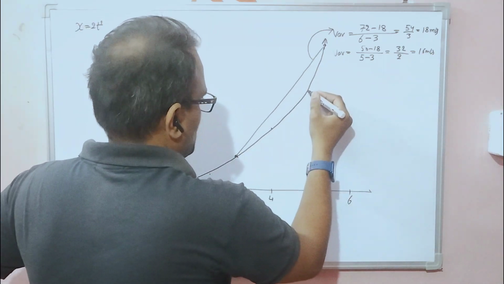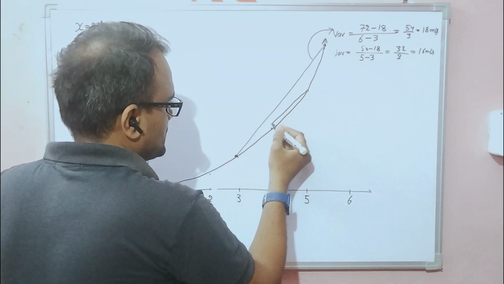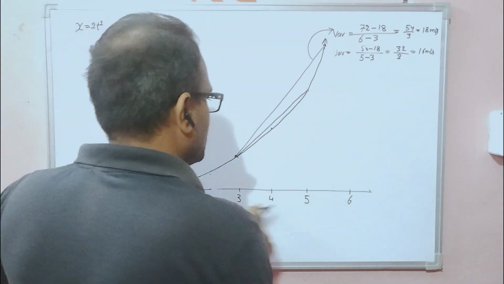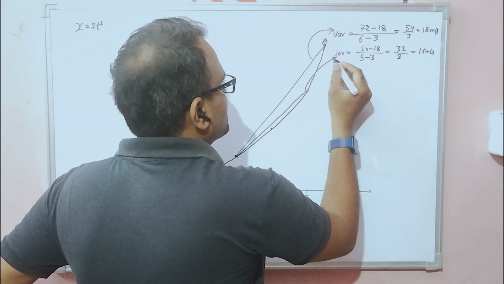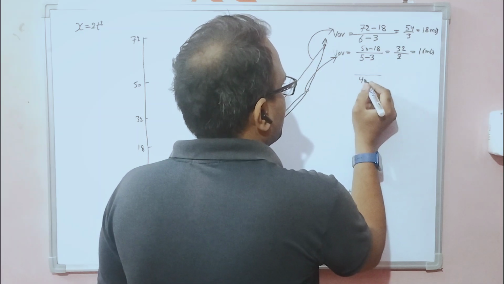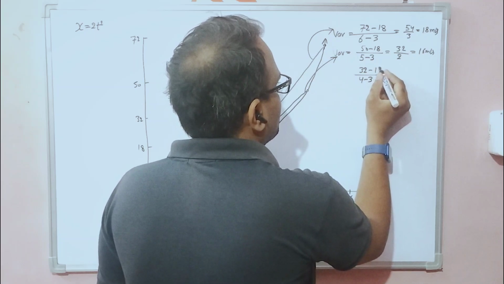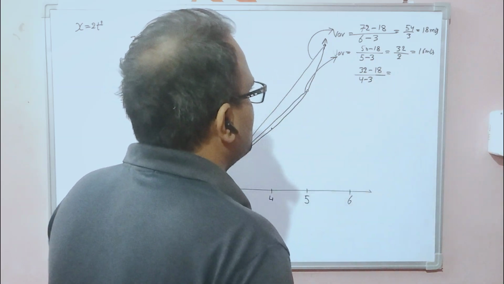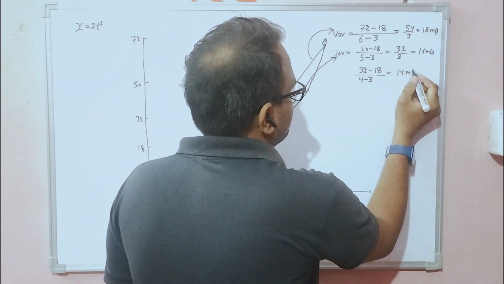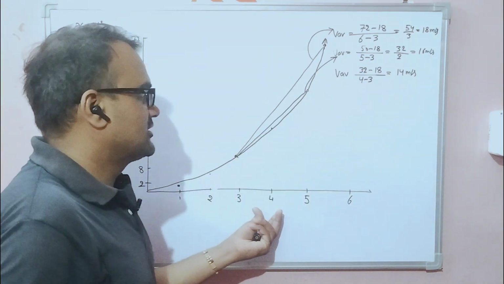Now let's take this point time t equal to 5 and this is time t equal to 3. So let's join these 2 points. So this line joining from time t equal to 3 to time t equal to 5 represents this V average. Similarly, if I take t2 equal to 4, t1 equal to 3, then it is 32 minus 18. It is 14 meter per second, right? Now the line joining from time t equal to 3 to time t equal to 4, it represents this V average.